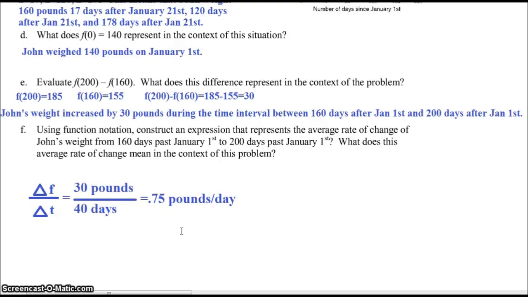So from the previous problem, we found that f of 200 minus f of 160 was 30. The change in the weight was 30 pounds, and then the change in time, we can find just 200 minus 160 is 40 days. So 30 pounds over 40 days is 0.75 pounds a day. So how do we interpret what this means in the context of the problem?